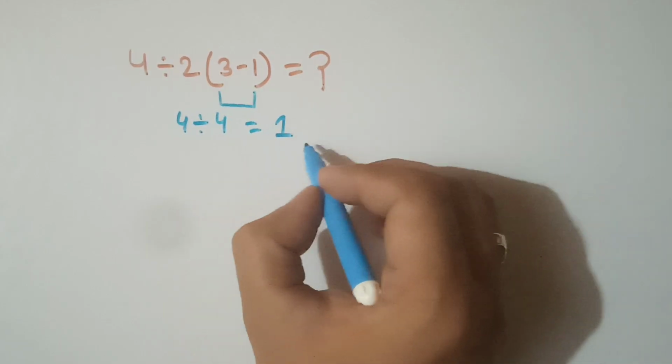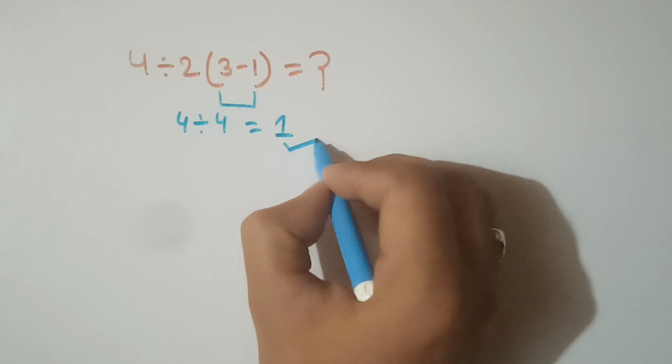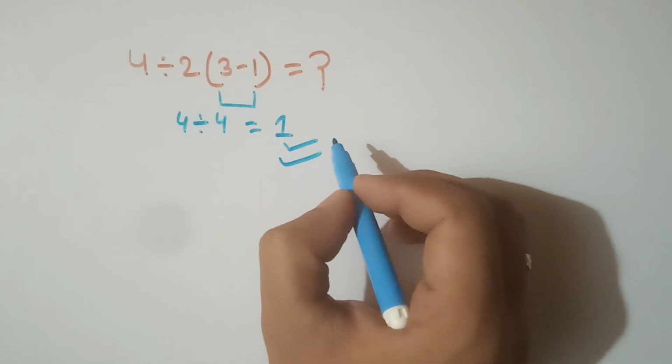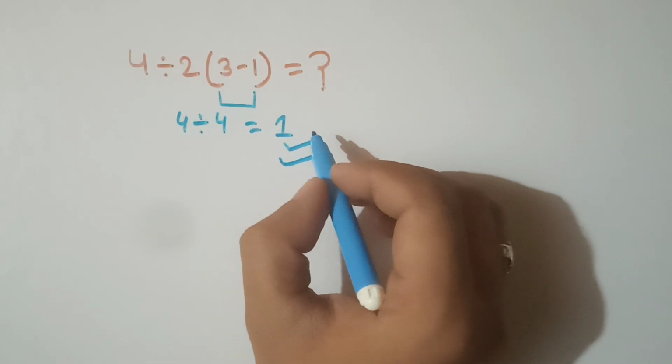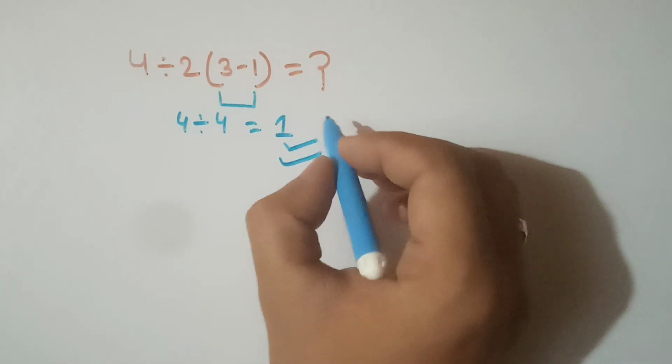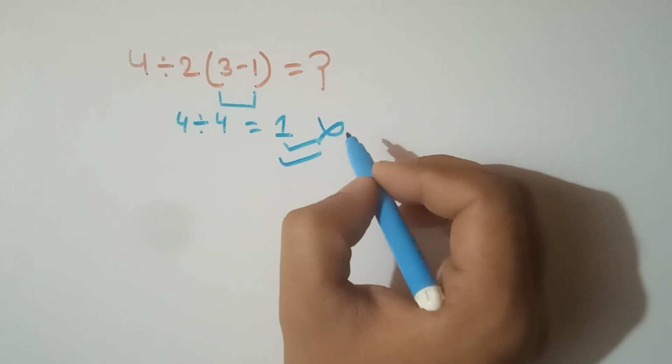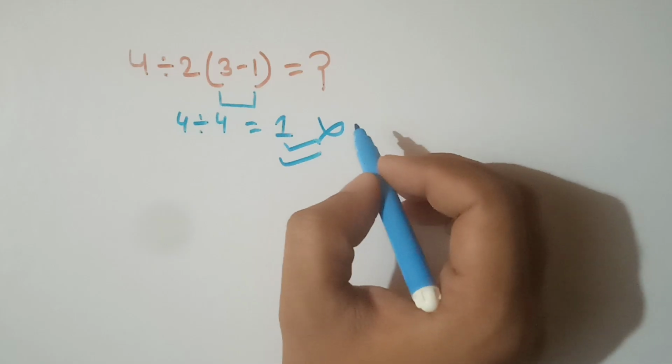1 for this question. Okay, so 1 is the correct answer according to them, but let me tell you, 1 is not the actual answer for this question. Okay, 1 is the wrong answer. So what is the correct answer for this question?